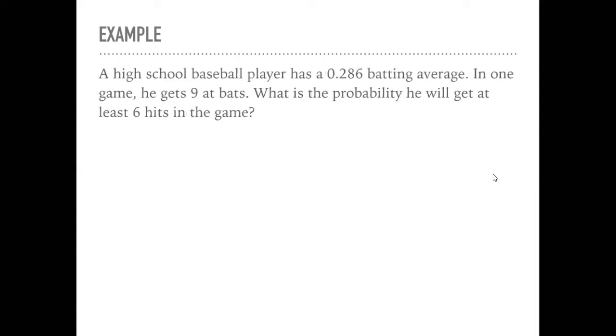Here's another example. A high school baseball player has a .286 batting average. In one game, we're going to assume that he gets 9 at-bats. What is the probability he will get at least 6 hits in this game? If he's getting 9 at-bats, that would mean that our n is equal to 9 again. Our batting average is going to be our probability of success.